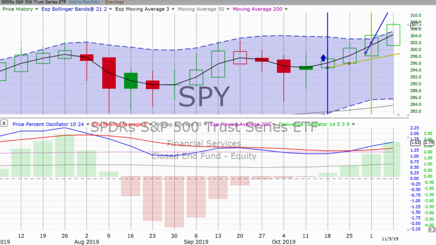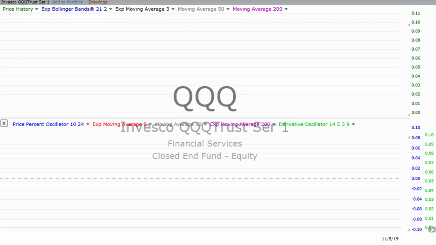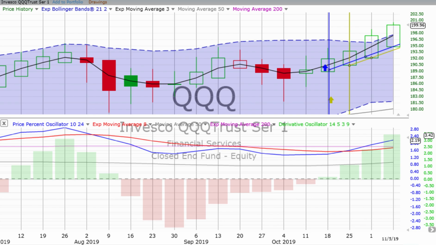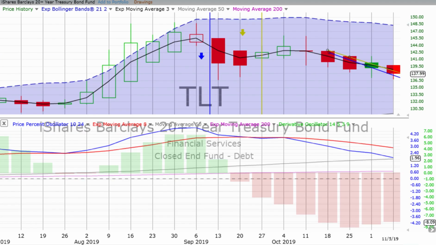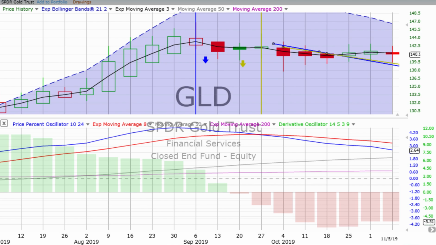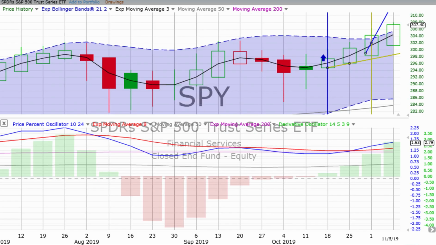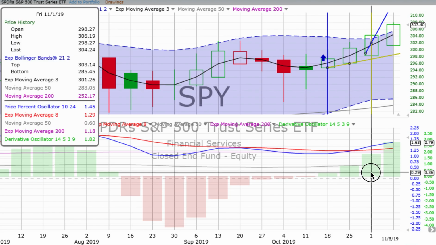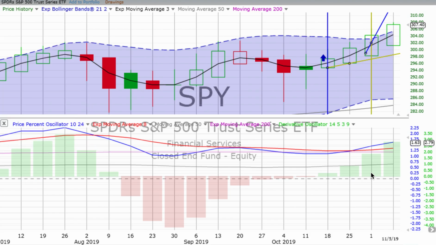Now, let's jump into these charts. We see stocks are mixed. S&P 500 down a little bit for the day. The Qs up a little bit. Bonds down and gold way down. So let's jump first into the S&P 500. We had that weekly vertical crossover, as we said, back on the 1st of November.